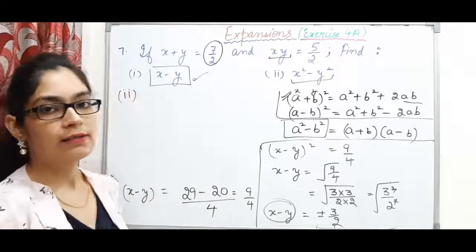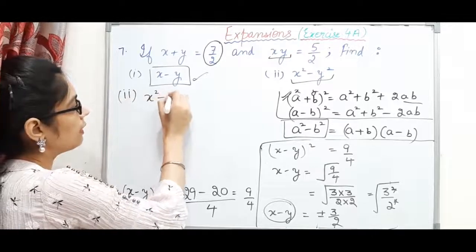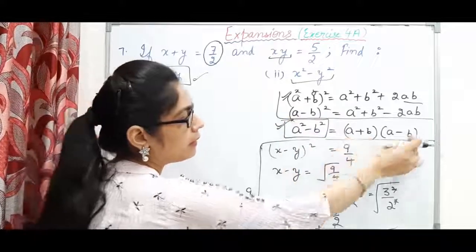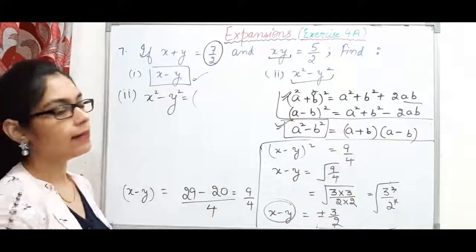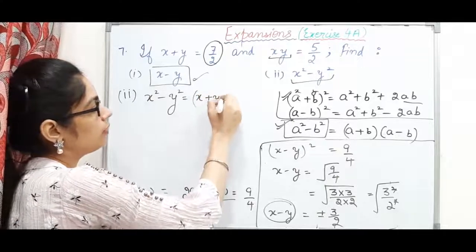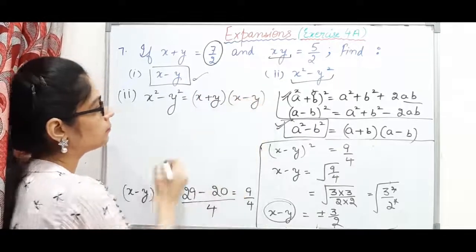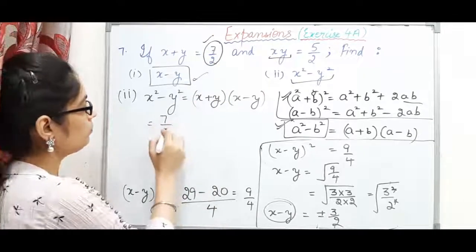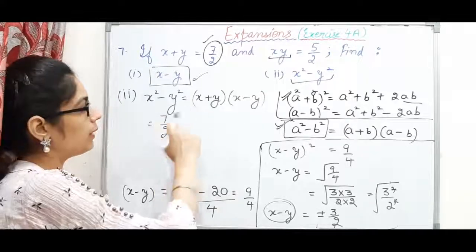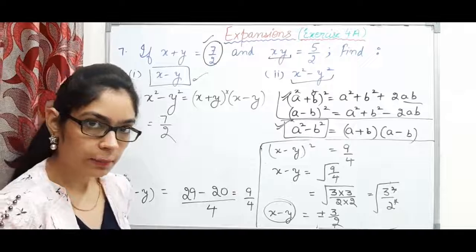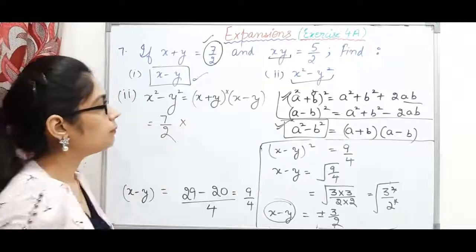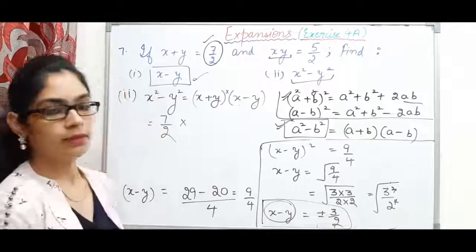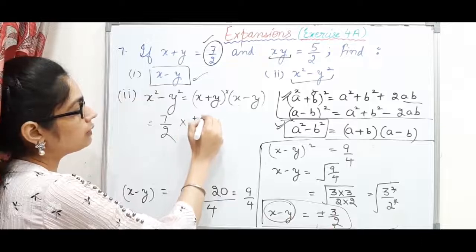Second part, it is x square minus y square. First I will write its expanded form. Expanded form, (a plus b)(a minus b). Since a and b are x and y, it will be (x plus y) into (x minus y). x plus y is already given to us, 7 by 2. So I will write x plus y's value 7 by 2. Two brackets written together means they are getting multiplied, so I will write the sign of multiplication here, x minus y. x minus y we have just calculated, it is plus minus 3 by 2.